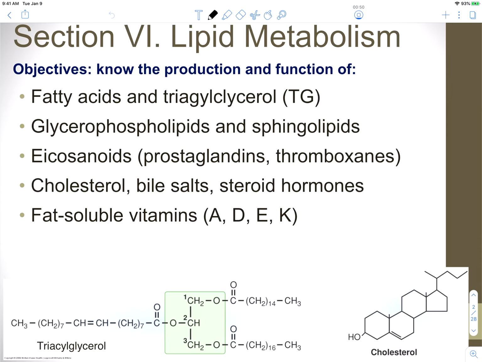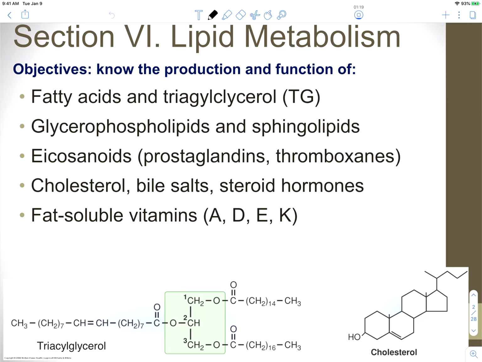We'll talk about our eicosanoids, which are going to be important in inflammatory responses. So our prostaglandins, leukotrienes, thromboxanes, for example, are all lumped into this eicosanoid, and their precursor is arachidonic acid, which is an essential fatty acid. And then we'll talk about how cholesterol is made, the formation and breakdown of bile salts, as well as cholesterol's importance in making those steroid hormones.